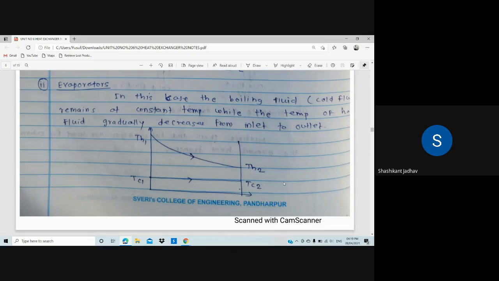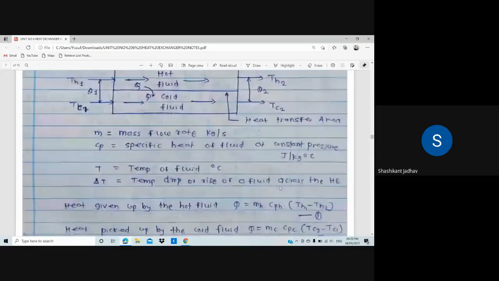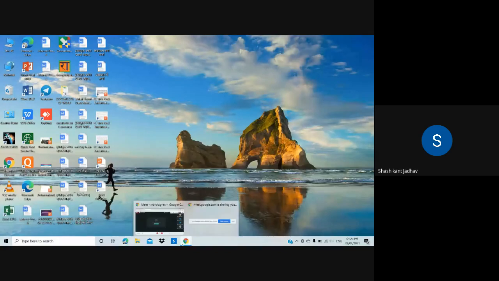Okay, so from tomorrow's lecture, we will start the heat exchanger analysis. In that we will discuss the LMTD method, that is the log mean temperature difference method. We will derive the equation for the LMTD for the parallel flow heat exchanger and the LMTD for the counter flow heat exchanger.